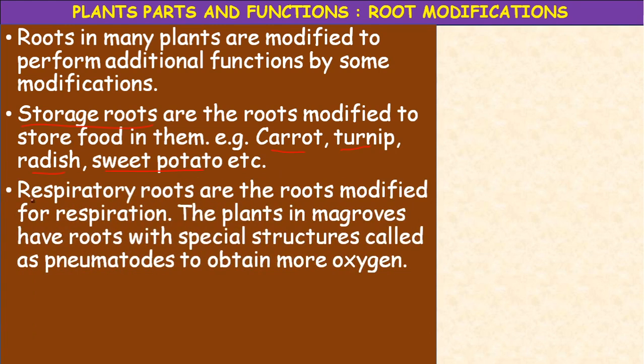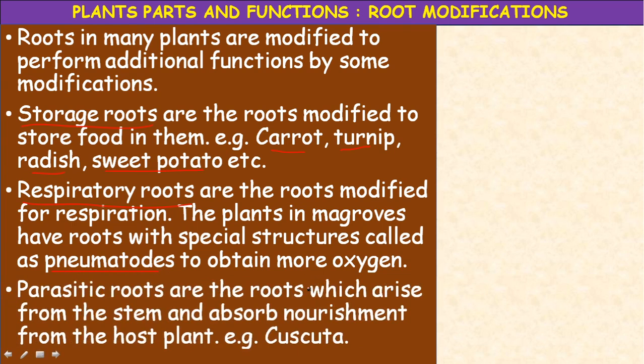Next, respiratory roots. These are the roots which are modified for respiration. Certain plants like mangroves grow in marshy soils, meaning clayey and very wet soils, where the roots don't get any air. So in order to absorb air from the atmosphere, they develop special roots called pneumatophores. These plants in mangroves have roots with special structures to obtain more oxygen.